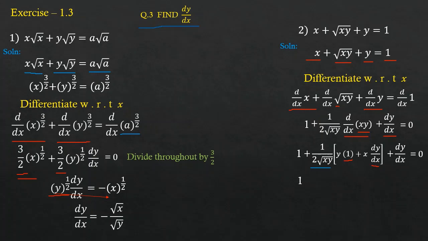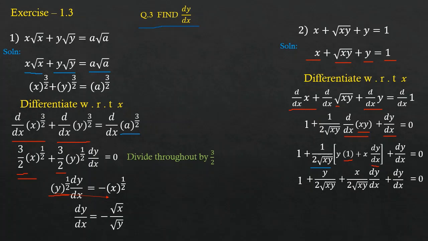That gives you y multiply by 1 gives you y upon 2 into under root of xy. Multiply this 1 upon 2 root xy with x into dy by dx gives you x upon 2 root xy into dy by dx, plus dy by dx is equal to 0.